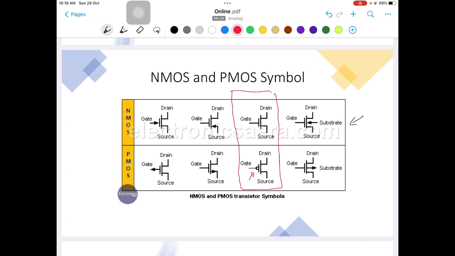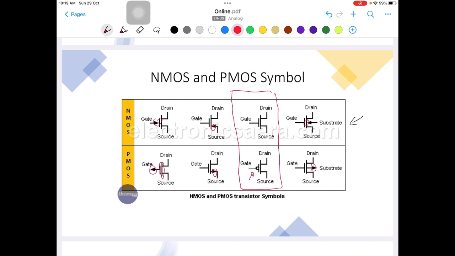But if we look specifically, in some of the questions that will come out, there will be a different type of symbol. Hopefully you will understand what these different symbols mean. One thing I can see here: the arrow going out from the gate toward the substrate is a PMOS. For NMOS, the arrow goes inward. Everything going inward, we call NMOS. So gate to the gate, source to the gate, and substrate to the gate. Hopefully you can understand the difference between the NMOS and PMOS symbols.